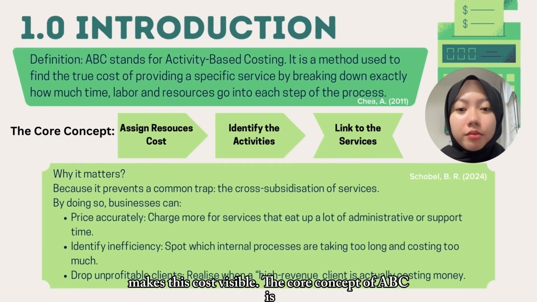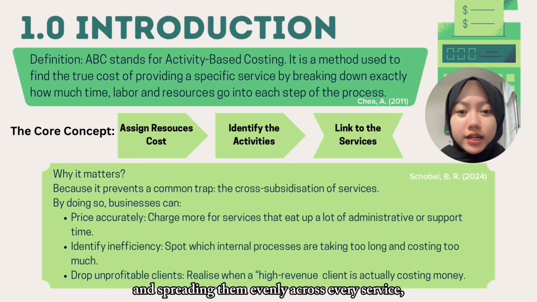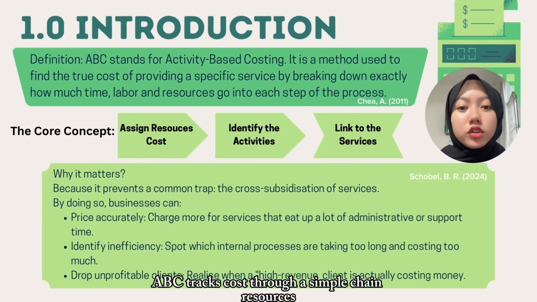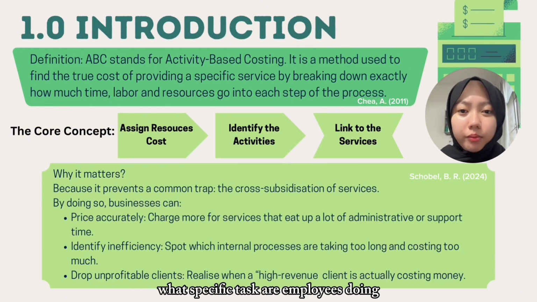The core concept of ABC is that instead of just taking all overhead costs like rent and utilities and spreading them evenly across every service, ABC tracks costs through a simple chain: resources, activities, and service. Firstly, identify the activity. What specific tasks are employees doing? For example, answering customer emails, processing a loan application, and onboarding a new client.